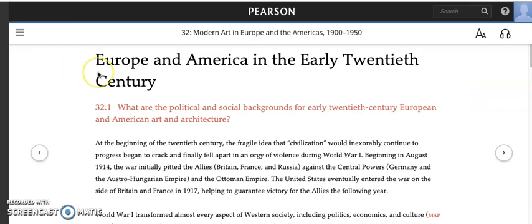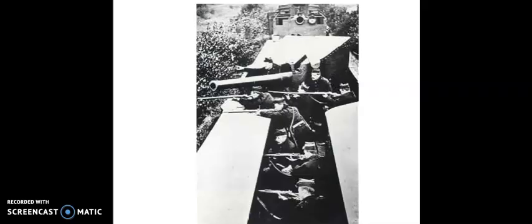So here's where the textbook has you look at Europe and America in the early 20th century to understand the political, the social, the historical context. This is always critical for art history, perhaps especially so in this period, because they're going to talk about how in the first 20 years of the 20th century, there are momentous achievements and momentous disasters, namely World War I. So you'll read their discussion, and I think they do a very skillful job.